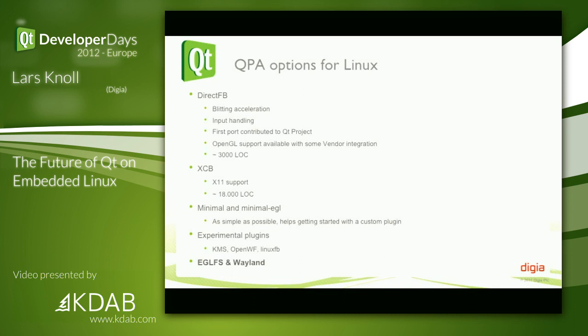Then we have two backends, minimal and minimal EGL. They are basically designed to be as simple as possible, and they're really just there to help you get started with a custom plugin that you want to write. I mean, they don't really do anything. Minimal basically just renders into images. You can't really do anything with that, but it's a starting point in case you need to write your own custom backend for QPA.